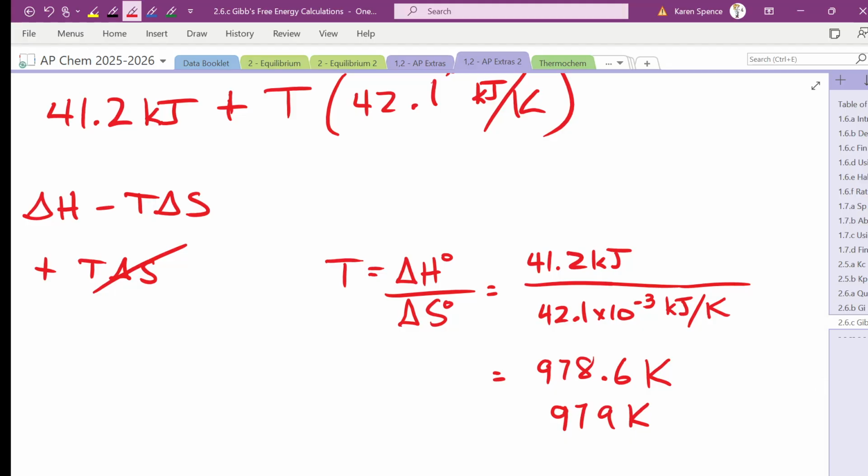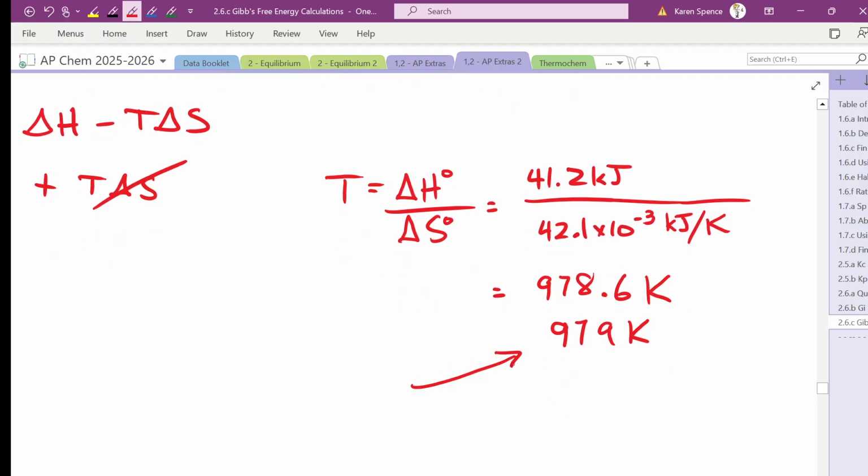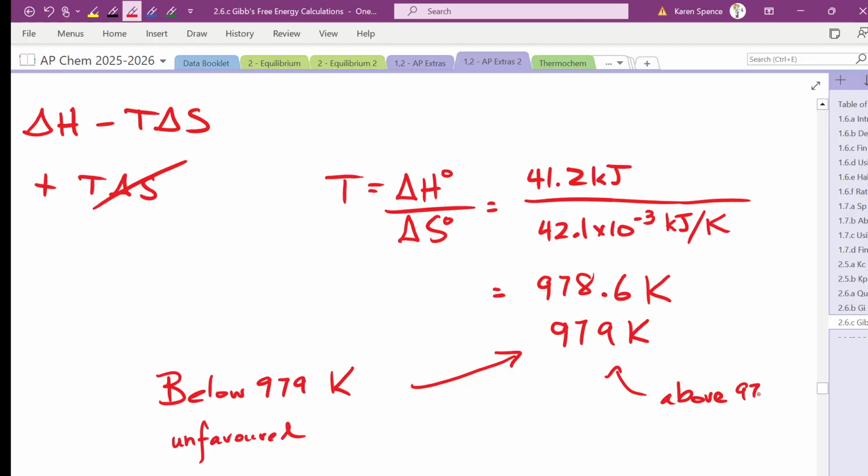So below 979 Kelvin, we are unfavored. And above 979 Kelvin, it's favored. Yeah. That is good.